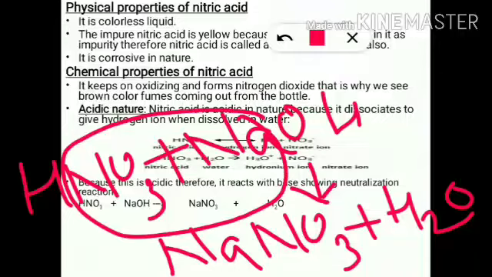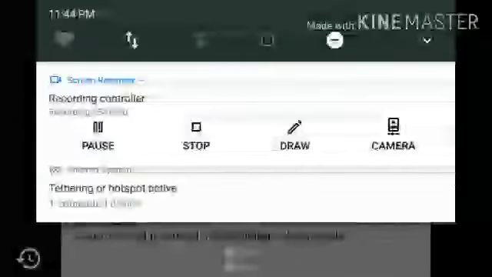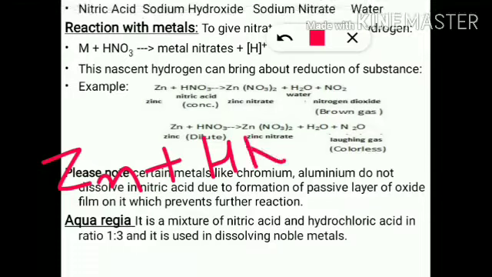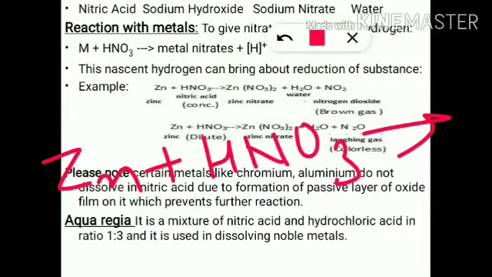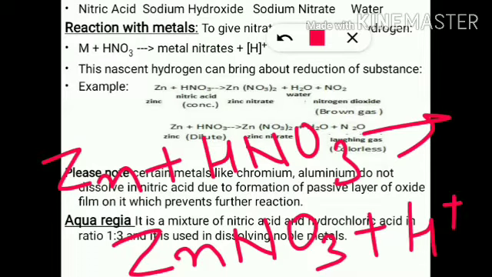Now, reaction with metal. You know that nitric acid is an acid. When it reacts with a metal, it produces hydrogen gas. Look at the chemical reaction. Zinc reacts with nitric acid, HNO3. It gives zinc nitrate and H plus ion, meaning hydrogen gas is produced.